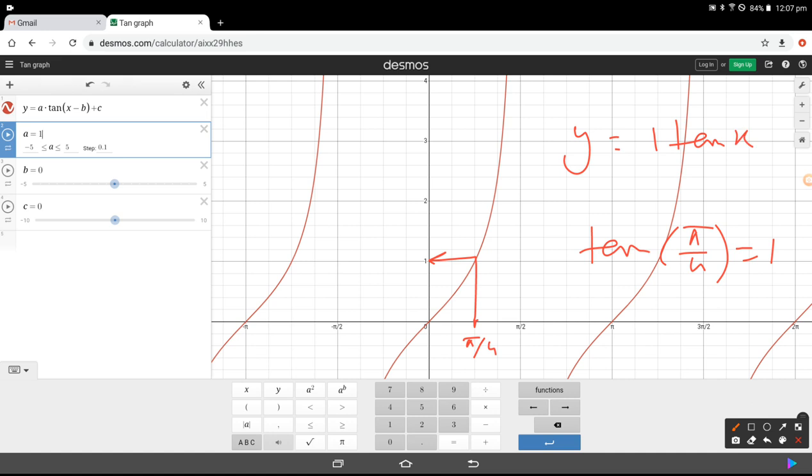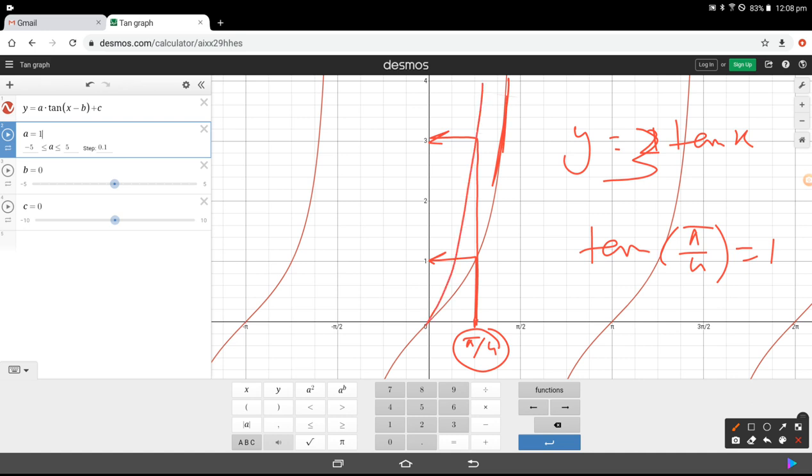But if I put 2 here, then what will happen? For example, at pi by 4 I have 2, so the graph will shift here, the graph will go like this. And if I make it 3, again at pi by 4 the graph will shift here. So this curve will not go from here, this curve will go from here.